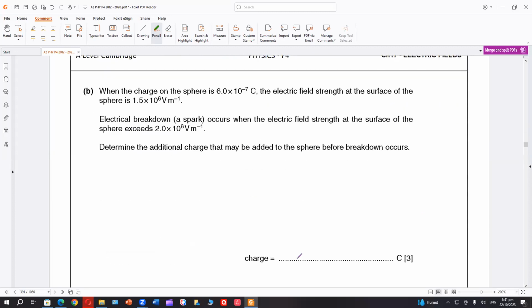When the charge on the sphere is 6 into 10 power minus 7 coulomb, the electric field strength at the surface of the sphere is this. Electrical breakdown, a spark, occurs when the electric field strength at the surface of the sphere exceeds 2 into 10 power 6 volt per meter. Volt per meter is electric field strength also. Determine the additional charge that may be added to the sphere before breakdown occurs. Now read this question.